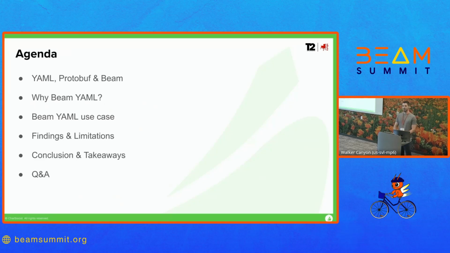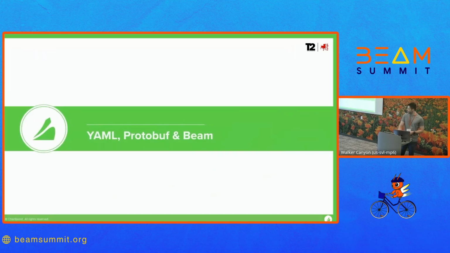In terms of the agenda for today, if you have attended the previous talk, you may know the first half, which is Beam YAML. Austin will do a bit of a presentation of what Protobuf and Beam are. I'll showcase a Beam YAML use case with Protobuf, explaining some of the findings and limitations, as well as conclusions and takeaways. And then at the end, we will do a bit of Q&A, so you can ask whatever questions you may have. So, do you want to join, Austin?